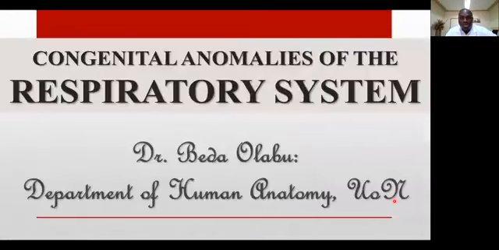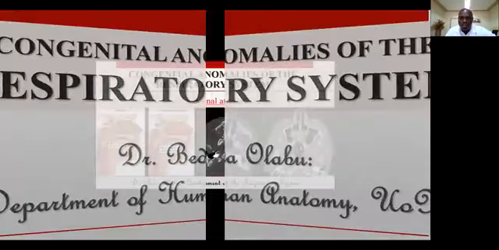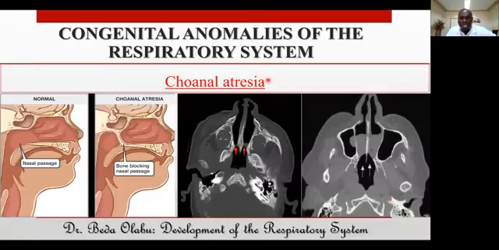Having said that, I want to now take you through congenital malformations of the respiratory system. The first congenital anomaly I want to talk about is what we call choanal atresia. The term atresia means blocked. So it simply means that the choana is blocked. Now, this is how the choana should be. Air should come through the nostrils, pass through the nasal cavity, go through the choana to the pharynx. If the choana is blocked, like in this case, this child cannot breathe normally. They have to breathe through the mouth.